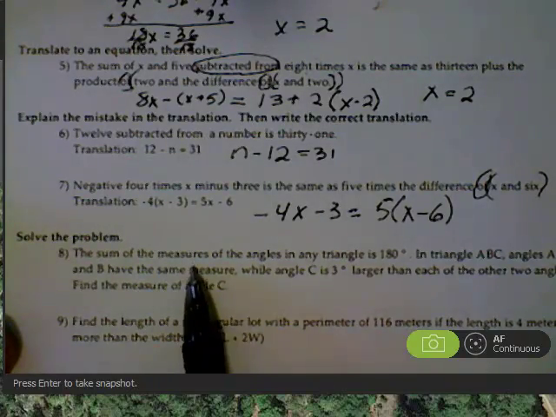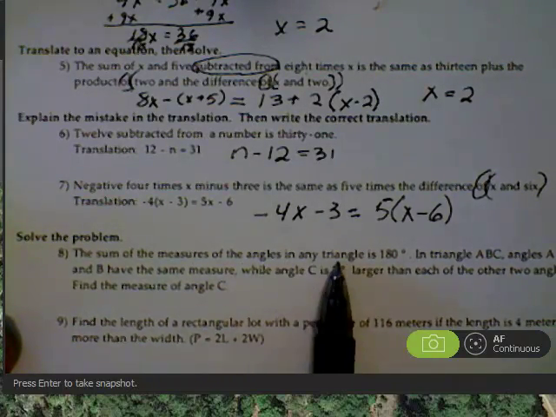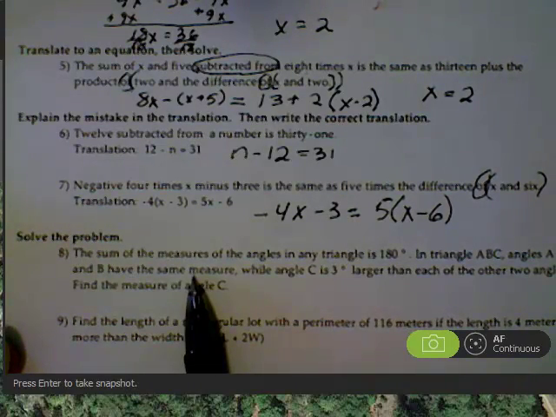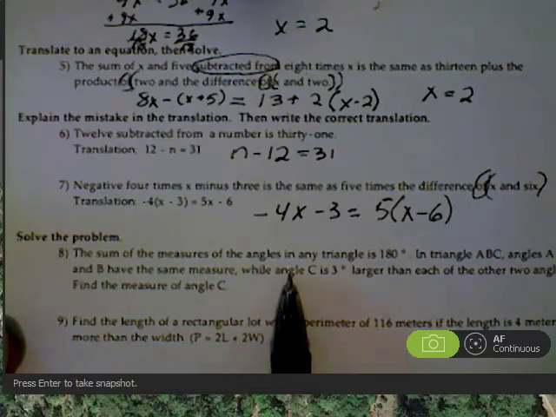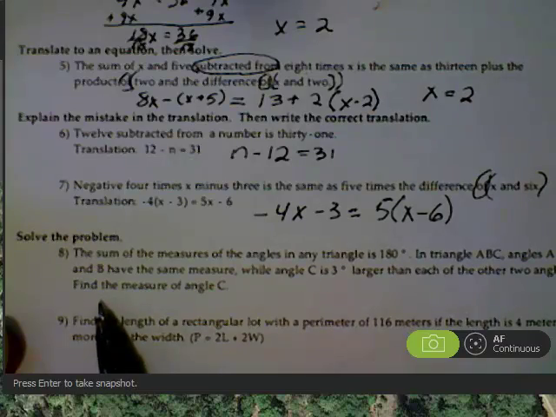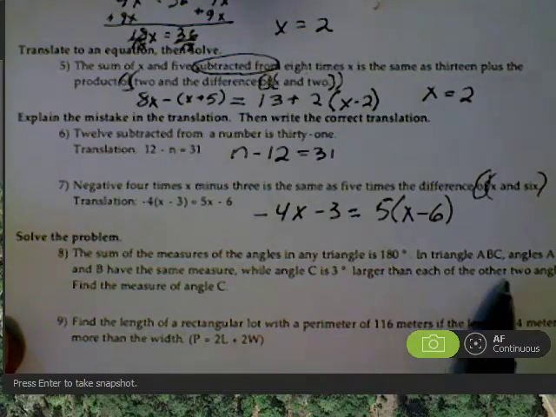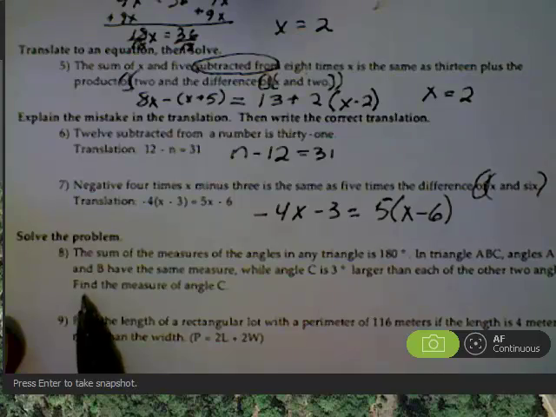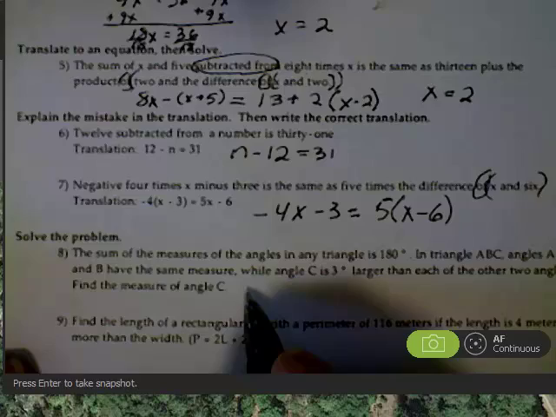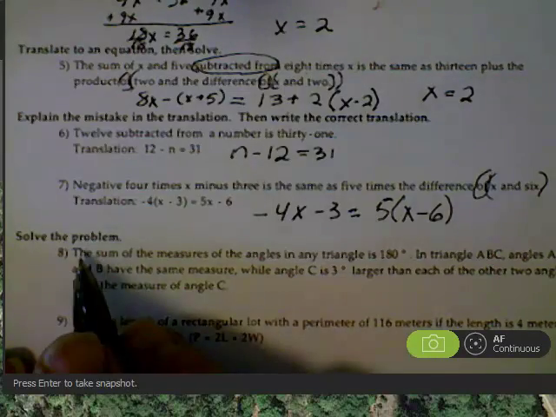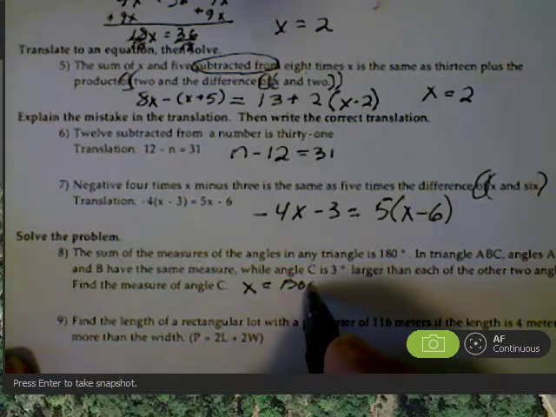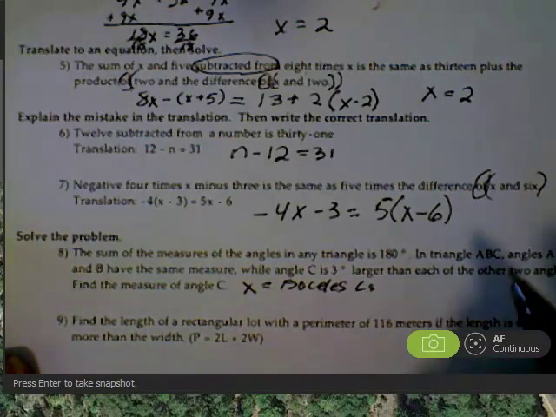The sum of the measures of the angles in any triangle is 180. Well, we know that. A and B have the same measure, while angle C is 3 degrees larger than each of the other two angles. "Other," that's the key word, right? Find the measure of angle C. So notice that is a word problem that's solved. So x equals the isosceles angles.